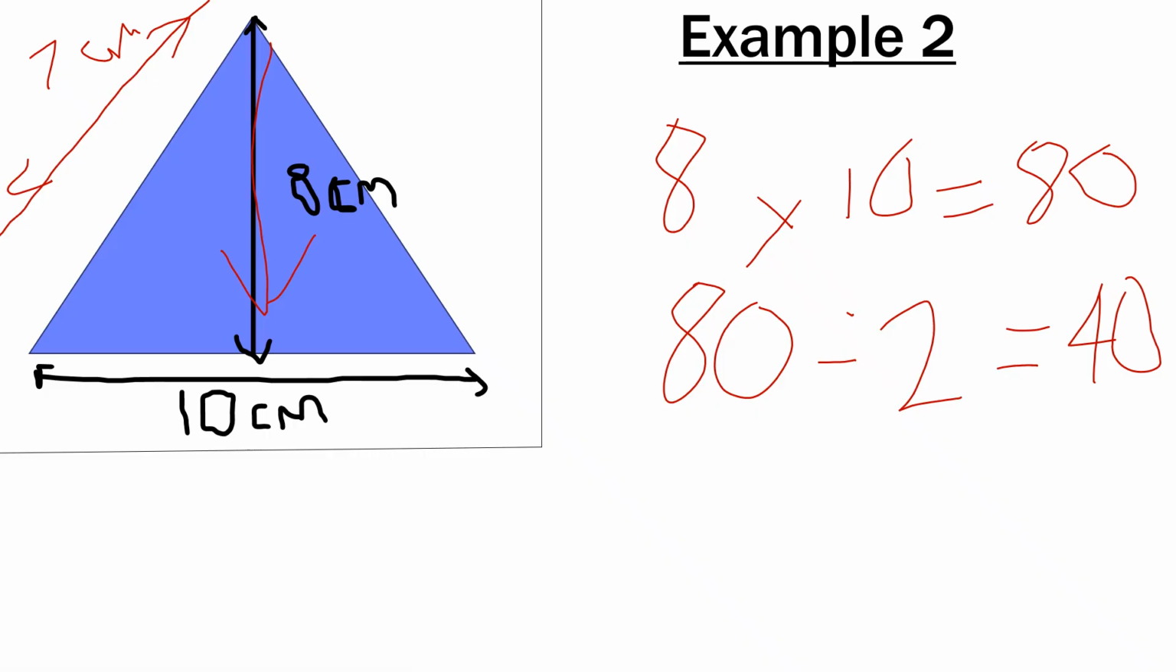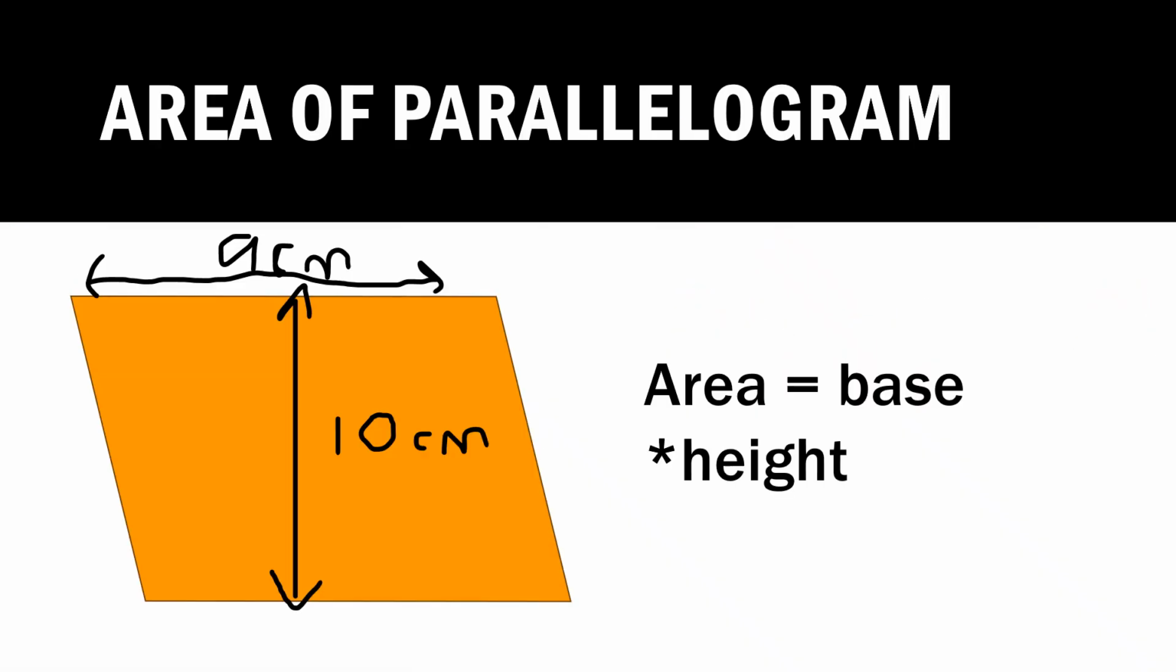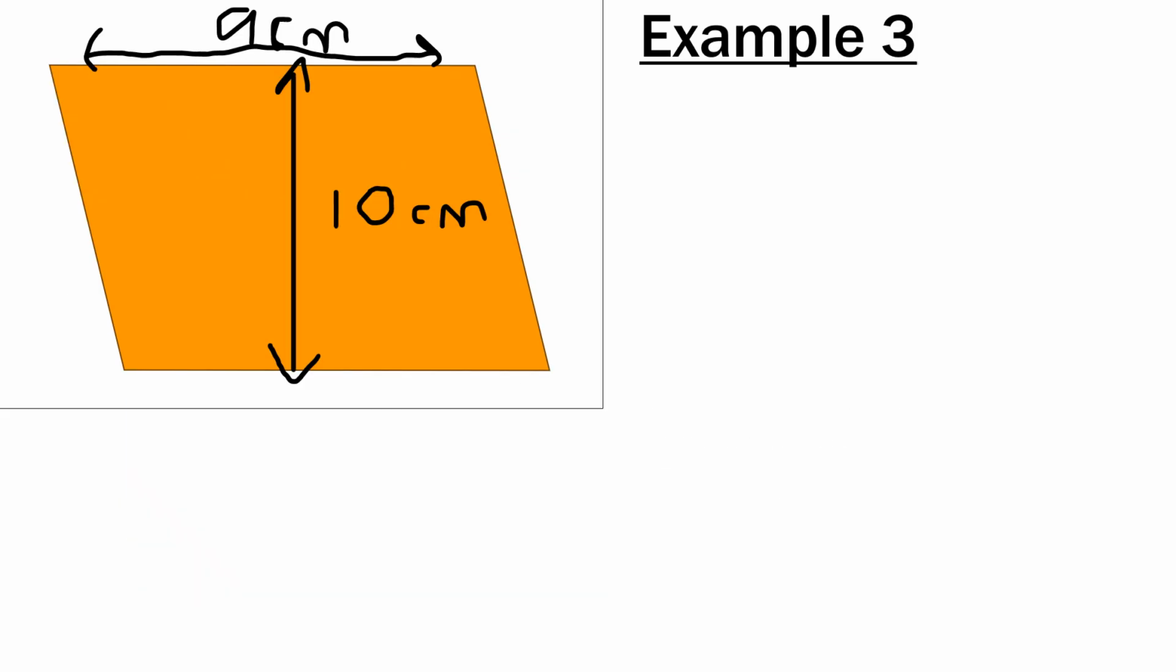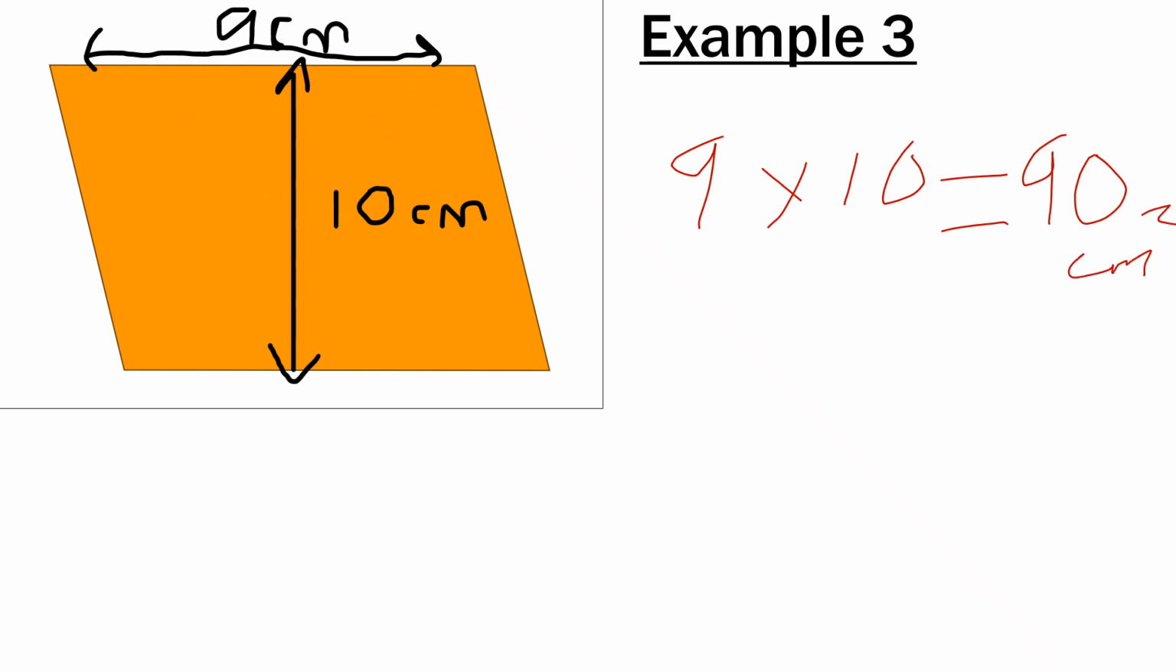Now let's move on to the next shape. Now, area of a parallelogram. A parallelogram is just a slanted version of a rectangle. Area equals base times height. Same thing as a rectangle. Example. We have to do 9 times 10, which equals 90. And we're just done over there. And we need to include the unit centimeter squared as it is area.